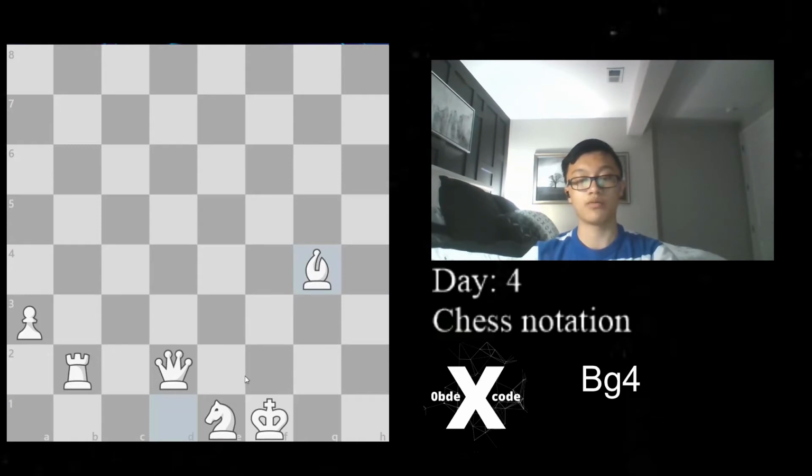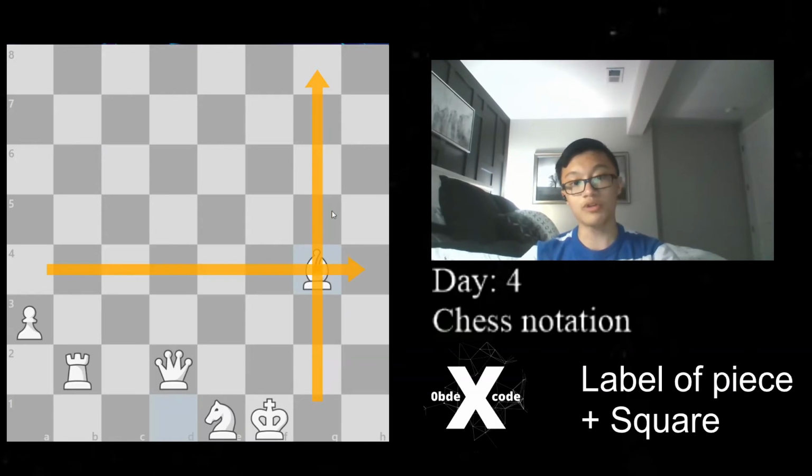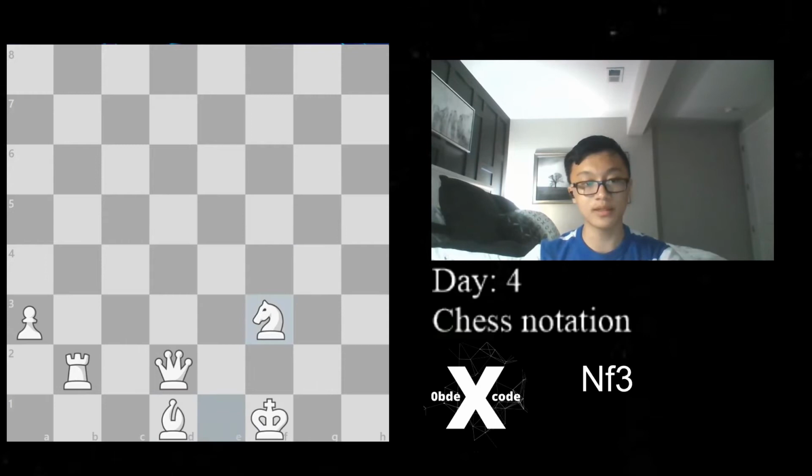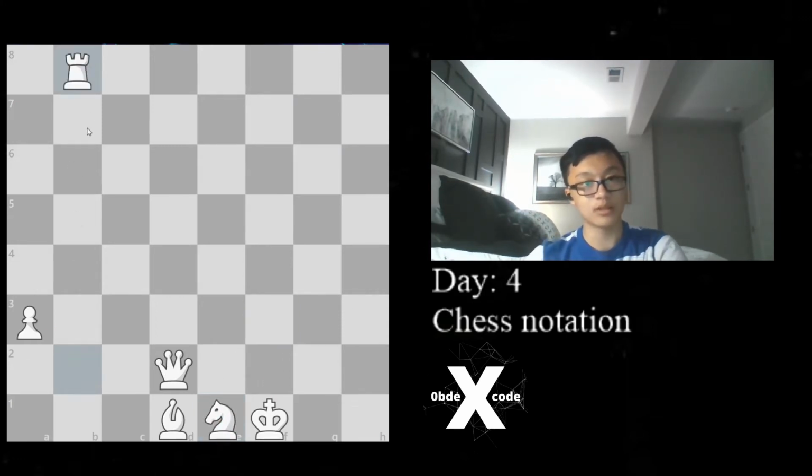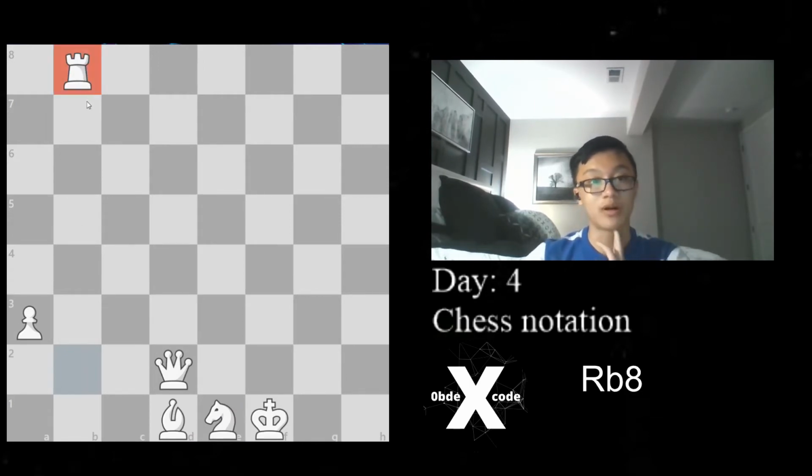This would be BG4. Well, in chess notation, this would be bishop G4. And the reason why it's BG4 in chess notation is because the bishop moved, and it moved to the G4 square. So always remember that in chess notation, it's normally the label of the piece first, and then the square. Anyways, let's go back. This is knight f3, or Nf3 in chess notation. The reason why? It's on the f3 square, and the label is N. Now let's go to here. This would be RB8 because it's on the B8 square, and the label is R.